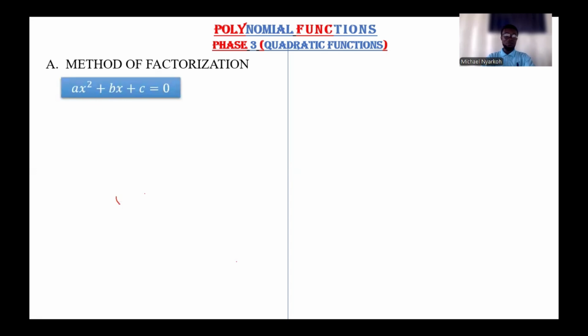So the first method we have is called the method of factorization. All right. So the quadratic equation has the general form ax squared plus bx plus c equals 0. So this is a quadratic equation, not a quadratic function. Ax squared plus bx plus c equals 0 is a quadratic equation and not a quadratic function. Perfect. If it was a quadratic function, it should have been f(x) = ax squared plus bx plus c, or y = ax squared plus bx plus c. Those are functions. But talking about quadratic equations, that means it should be equal to a number, a 0 or something. Okay.